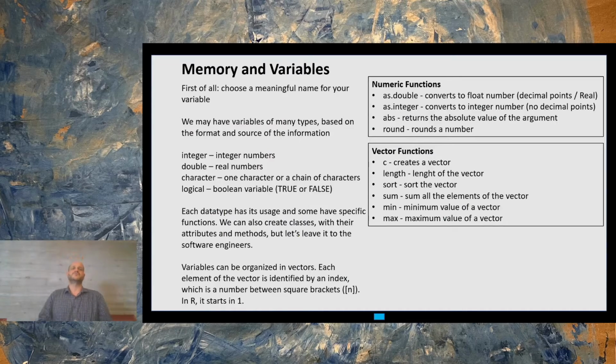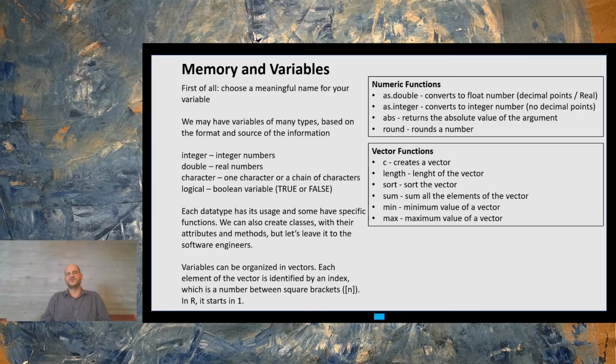So to talk about how we name this information that we store in our computer, it's what we call variables. So first of all, when you decide to create a variable, find a meaningful name for that. It will help you identify what this information is used for, and more than that, if someone looks at your code later, they will know what this means.